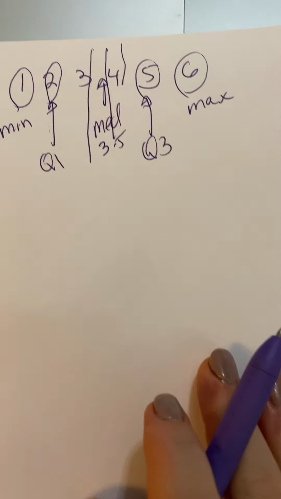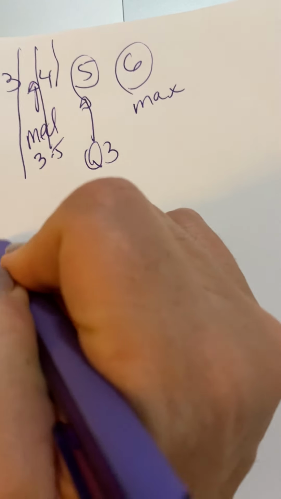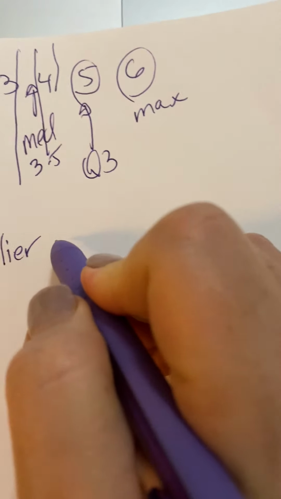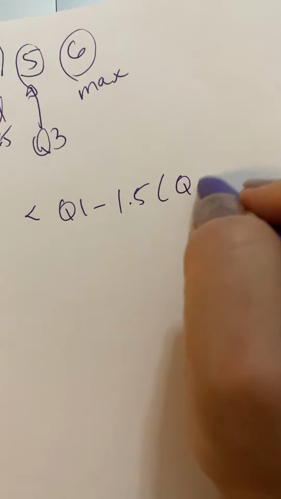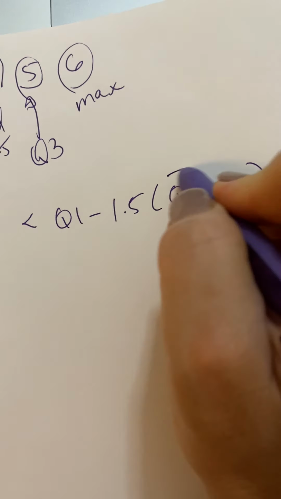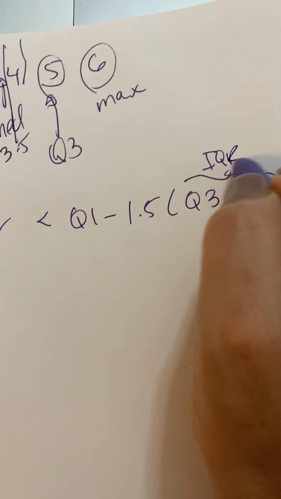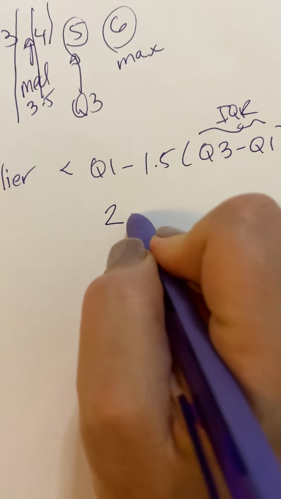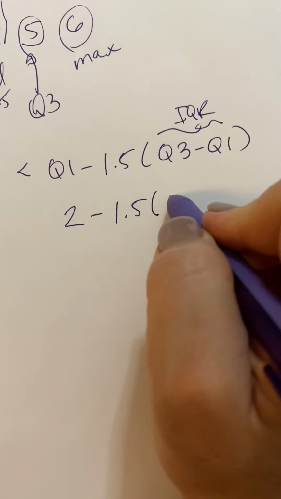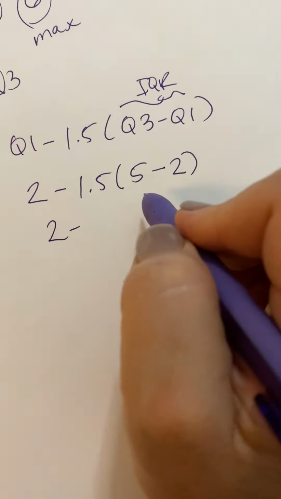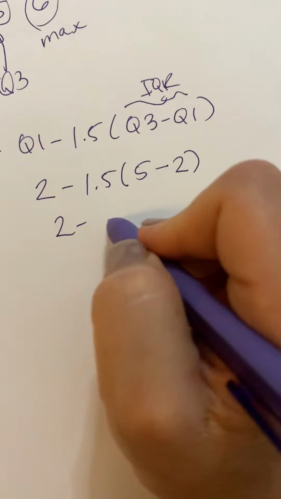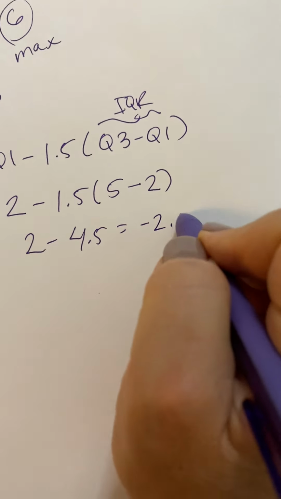So let's go ahead, and then I also need to check for low outliers. To check for the low outliers, remember it's any value that is less than Q1 minus 1.5 times my IQR, which is Q3 minus Q1. Remember, that's my IQR. So my Q1 is 2, minus 1.5 times (5 minus 2). So it's going to be 2 minus 1.5 times 3. So that's going to be 4.5. So negative 2.5.